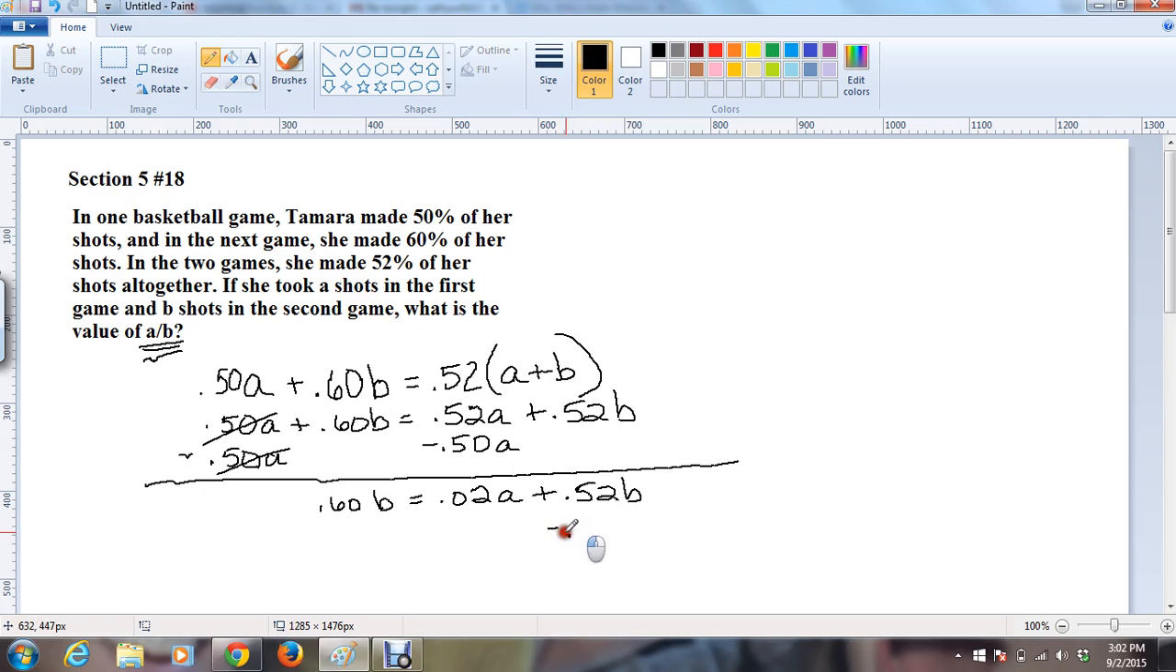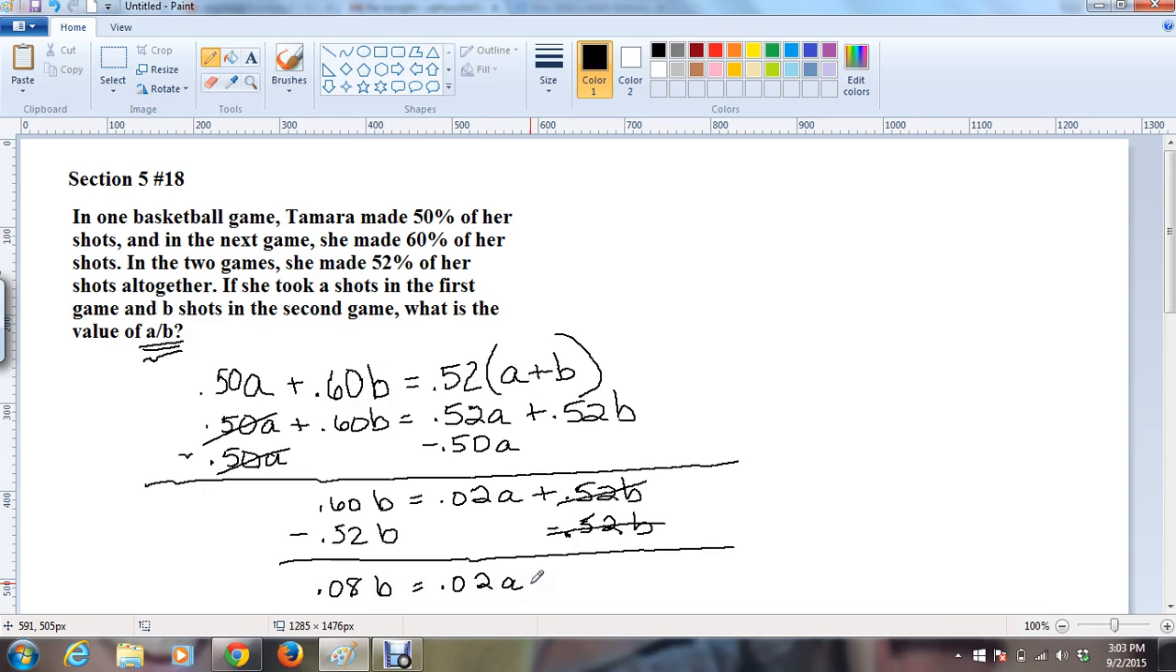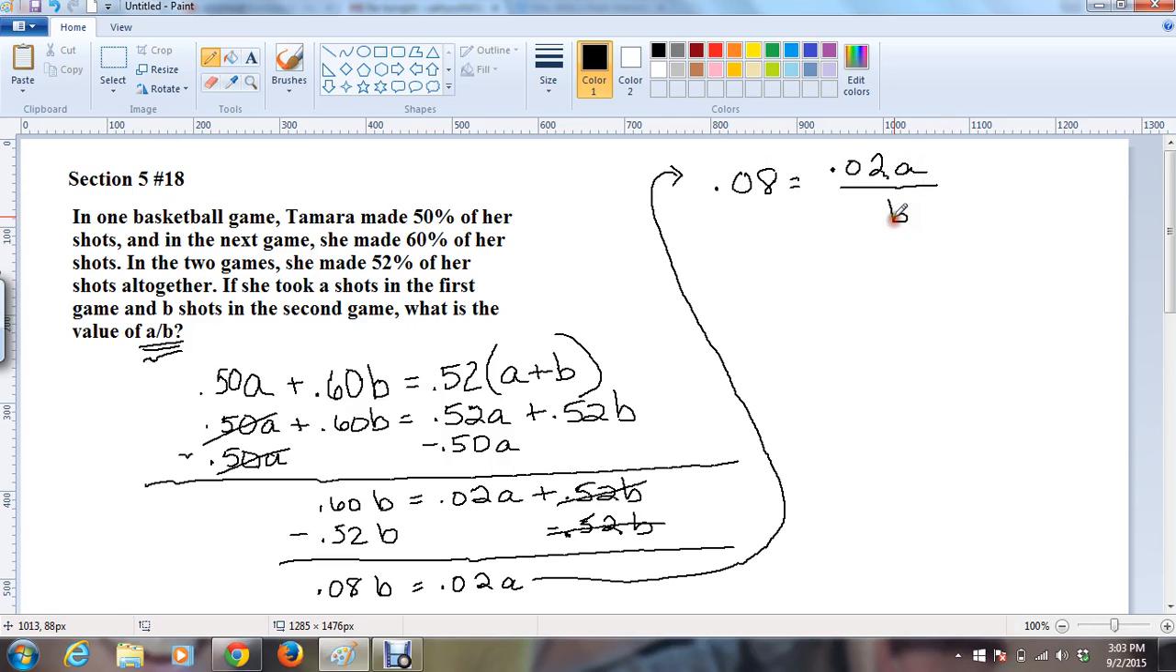Now we can subtract 0.52B on both sides. Now this is going to cancel here, and we're going to end up with 0.08B equals 0.02A. All right, so what we want to do here, we're trying to get the answer A over B. So we can start doing that by dividing both sides of this equation by B. If we divide both sides by B, B's are going to cancel on the left side. We'll end up with 0.08. And then on the right side, we're going to have 0.02A over B.